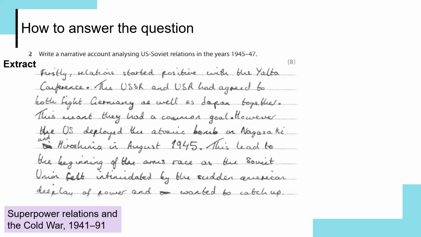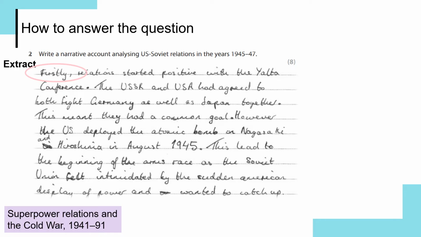Well, which part of the narrative is this? How can we tell? The candidate has nicely signposted at the beginning of their answer saying firstly, so this is the beginning of their narrative. They also use the first stimulus point that was offered to them of Yalta 1945, so they are at the beginning of the date range of the question.